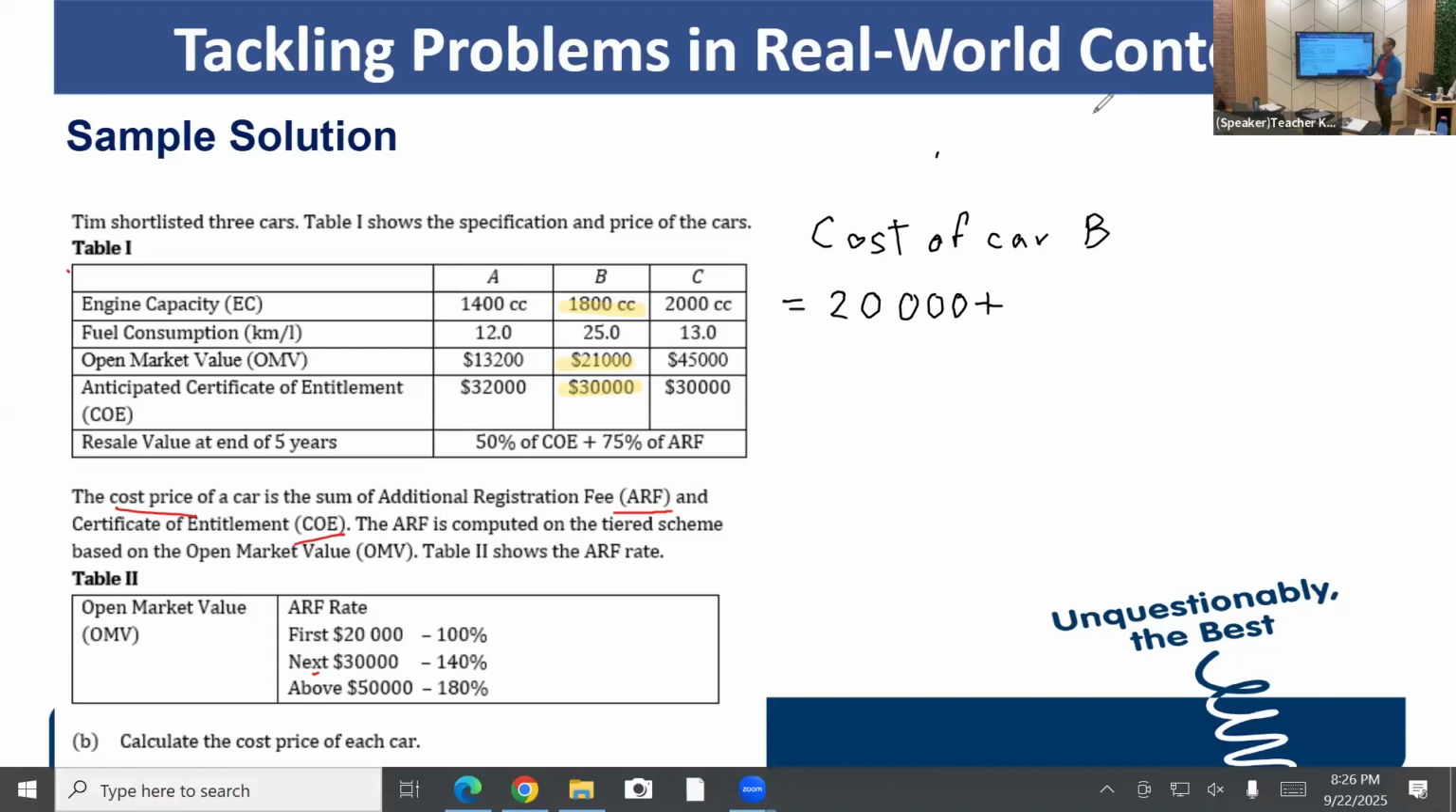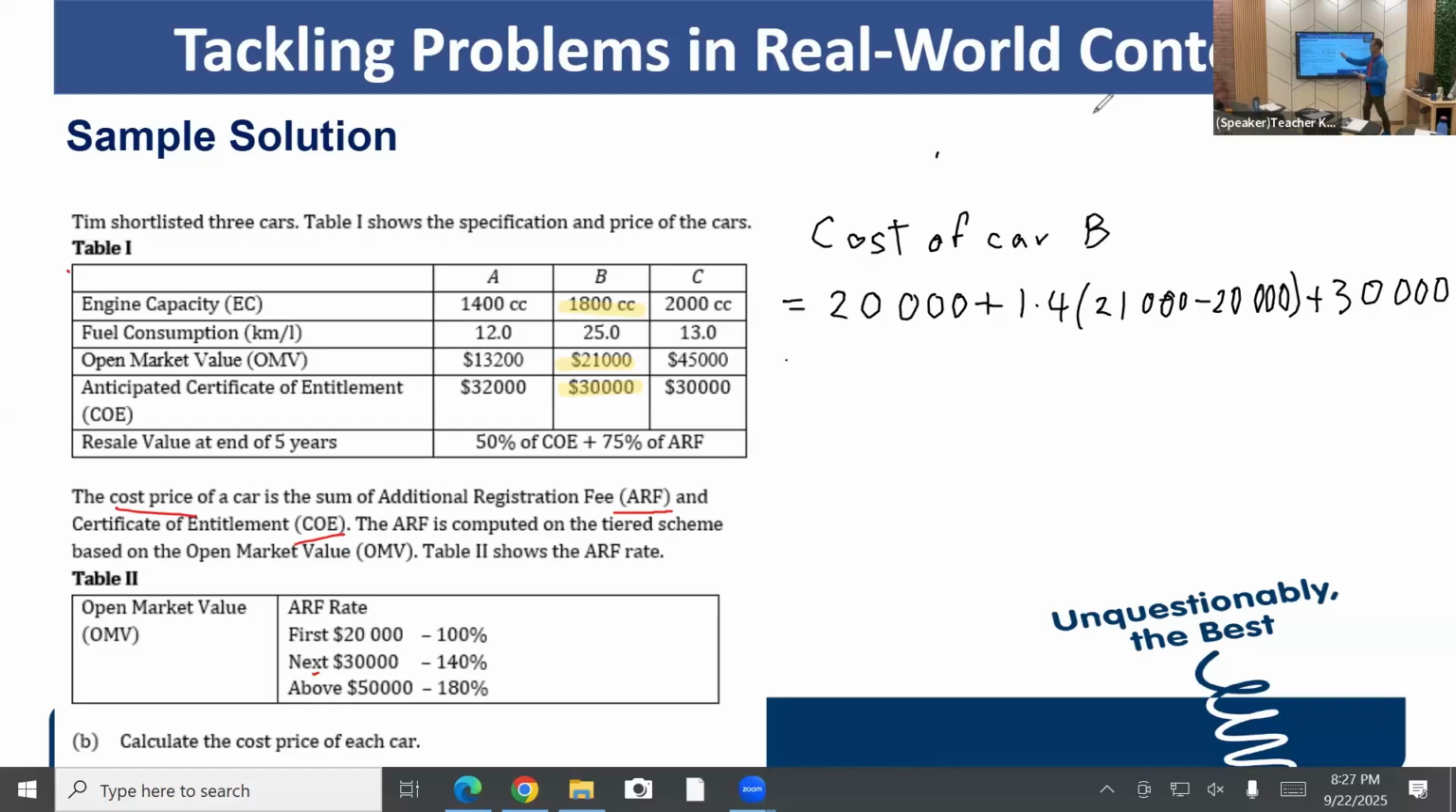using this 140%. That is what you need to find, because you see here, the ARF is based on the OMV, where the first 20,000 is 100%, and the next 30,000 is 140%. So there's this extra 1,000. Let me rewrite this. This will be 1.4 multiplied by, you can do this first, 21,000 minus that 20,000, which gives you 1,000, right? And then the last thing that I need to add, what is it? Correct, you will need to add the COE as well. Okay, that's all that you need to do, right?